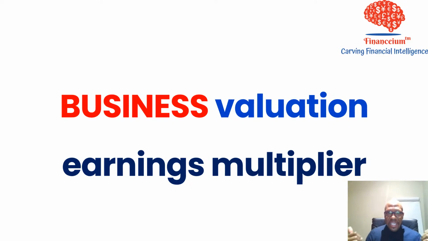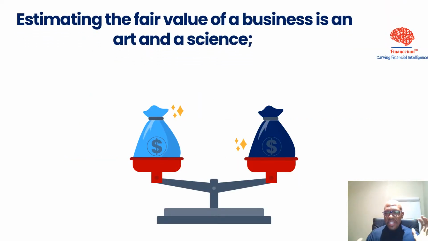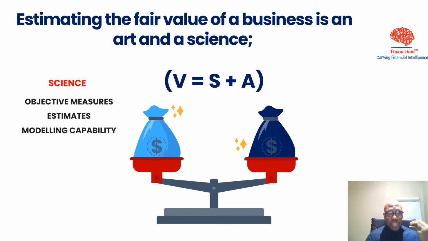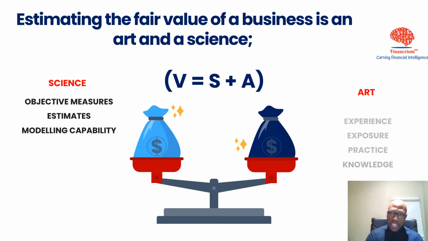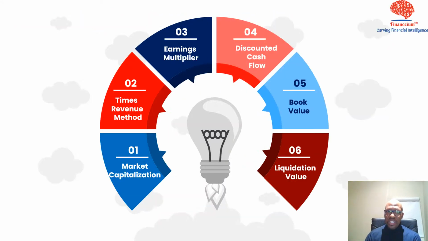Today we'll be looking at the earnings multiplier as a valuation model. A pretty sweet, short, straightforward model. It's not going to take much of our time. Now, just as a reminder, we're looking at valuation as both a science and an art, where the science is the objective measures, the estimates, and the modeling capabilities. And the art is the experience, the exposure, the practice, and the knowledge.